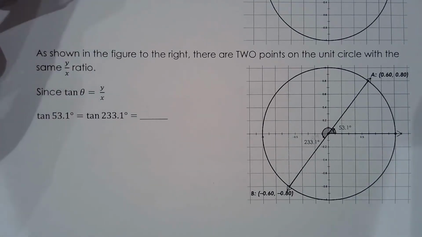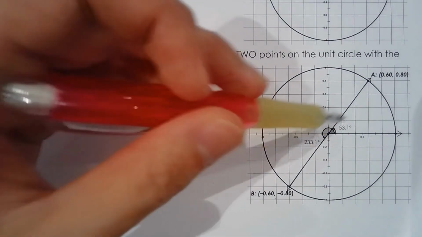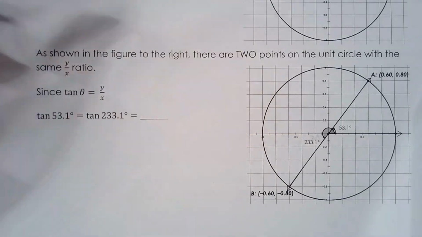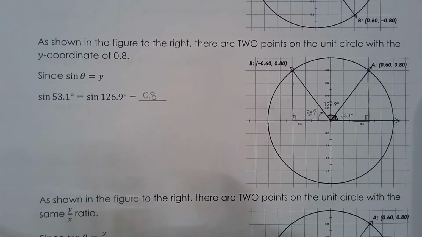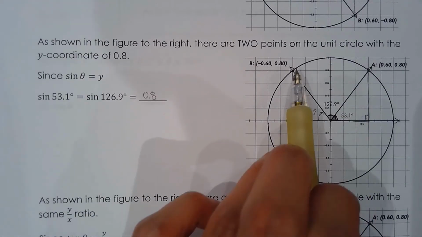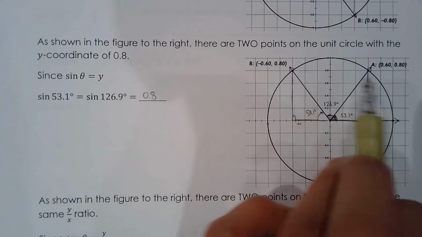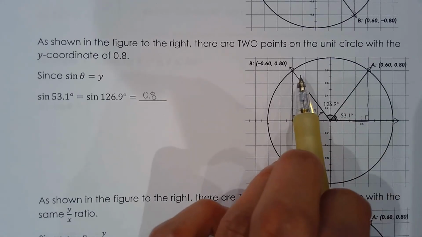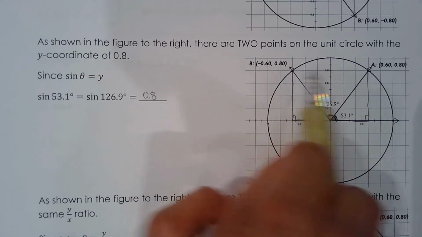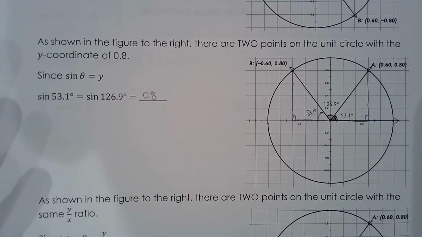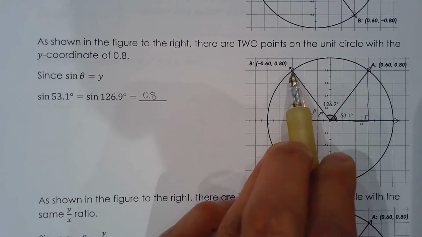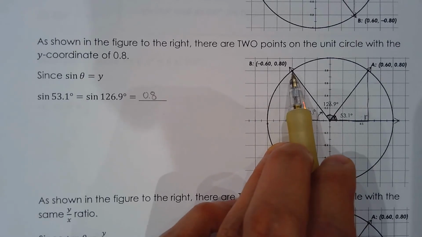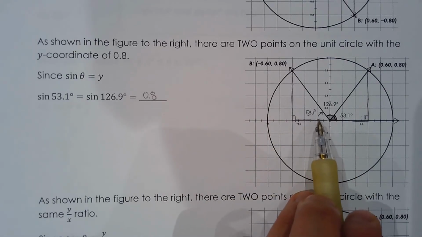Now, if the triangles were not congruent, guess what? Let's go back to the previous diagram. If these two triangles were not congruent, these points won't line up as nicely as they do right here. And then you won't have this beautiful relationship. Okay, so you really want congruent triangles. If you want a y-coordinate of 0.8, you need this reference angle to be 53.1 degrees.